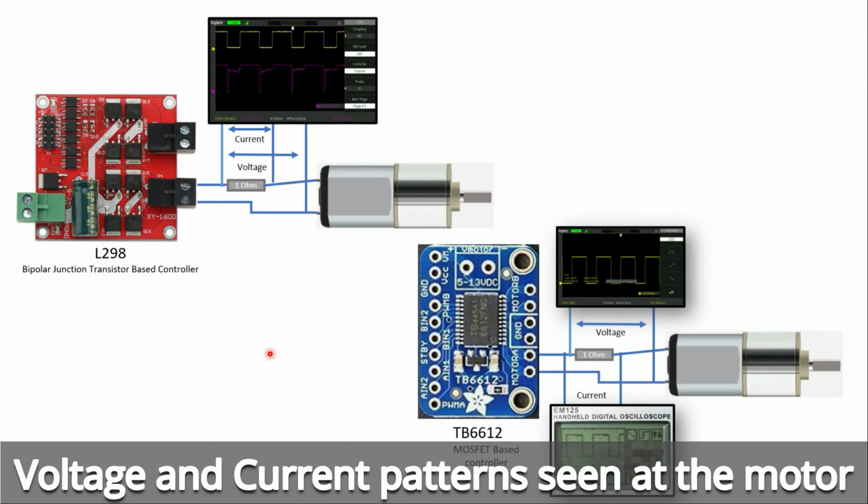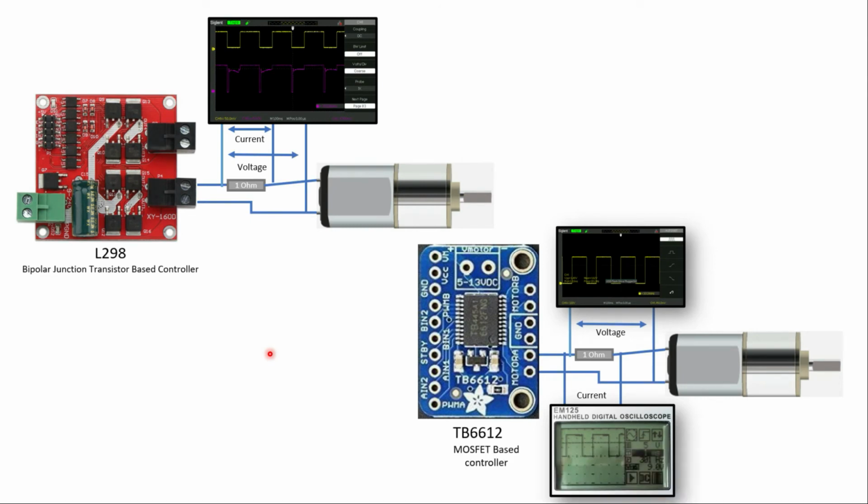Okay, final set of tests I did. I was interested in seeing what things looked like at the motor, basically seeing how current and voltage was delivered to the motor, especially with the two different types of boards. So the bipolar junction transistor board, L298, and the TB6612 MOSFET-based controller board. And then I tried it at the two frequencies, 1500 hertz and 300 hertz.